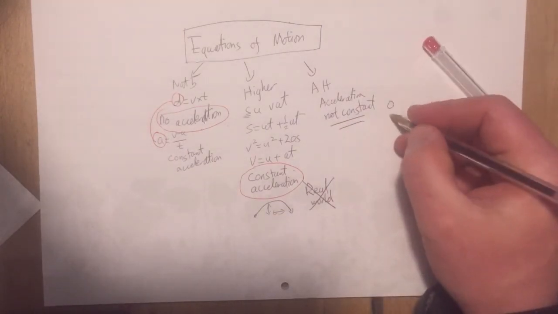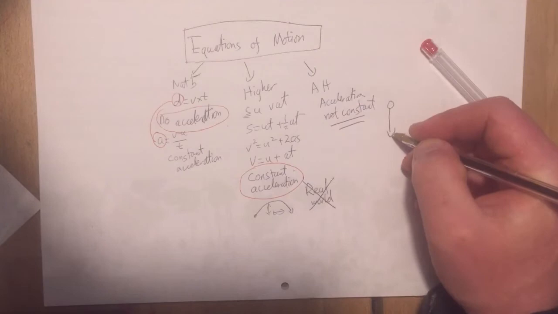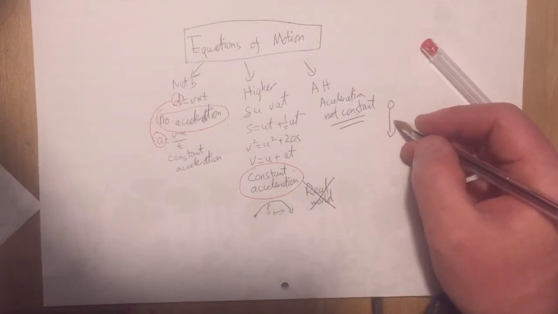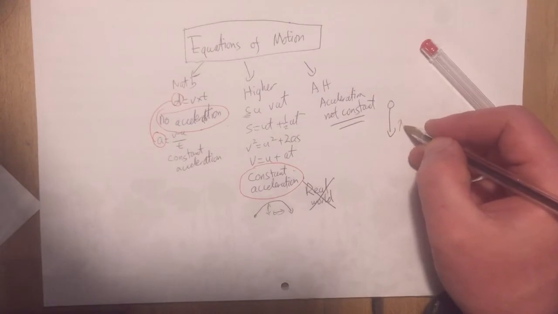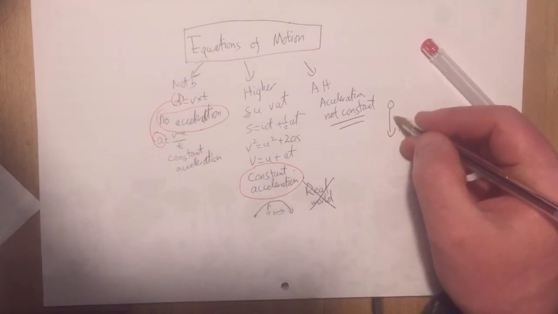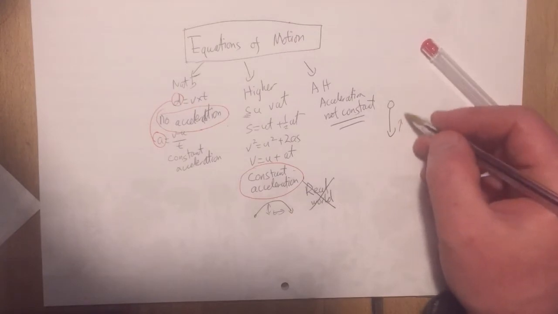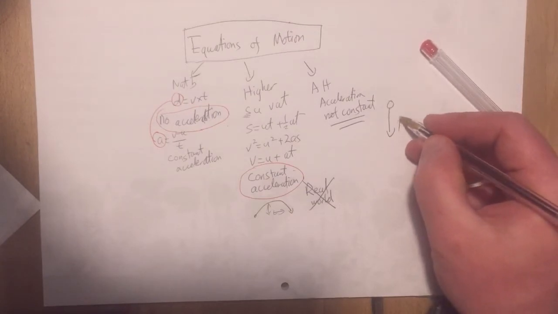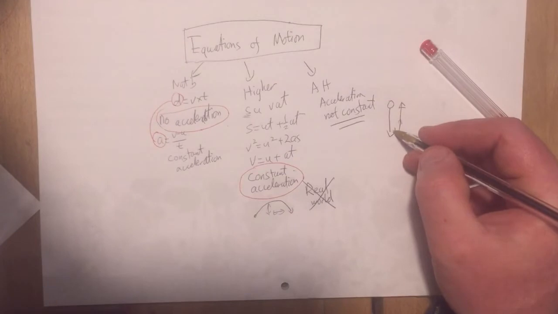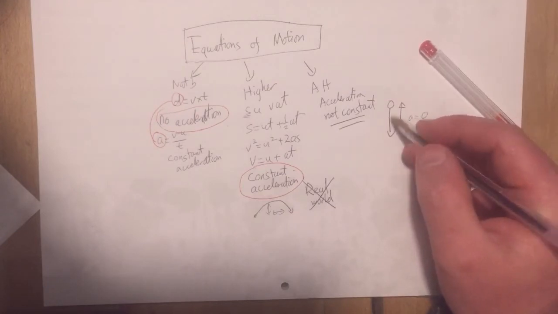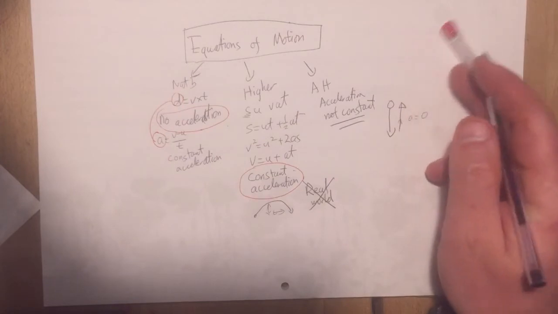We can have balls that are actually falling through the air, and where we actually have some air resistance, and as the air resistance increases, the acceleration is going to decrease until eventually, when the forces of weight and air resistance are balanced, we're going to have an acceleration of 0. We can actually now deal with these mathematically.